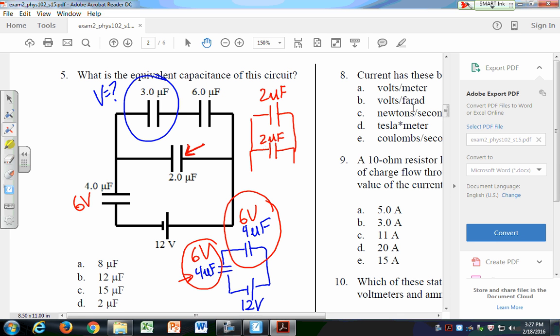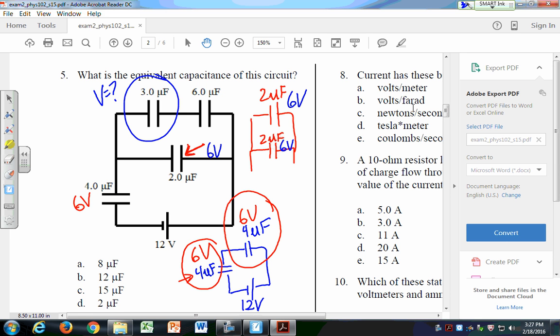No? Let's think back to our rules. Capacitors in parallel have the same voltage. Yeah. It's going to be 6, right? So I'm going to have 6 volts on this capacitor, which is the same as the one over here. I also have 6 volts on this capacitor. Okay, so now it gets a little tricky.